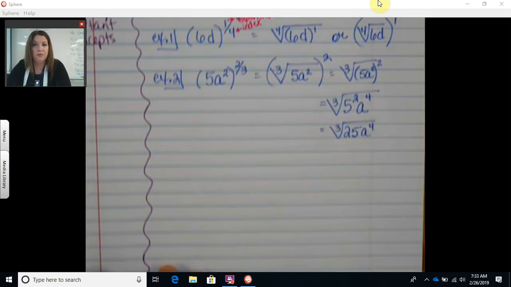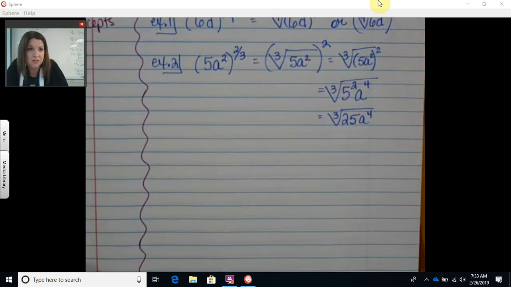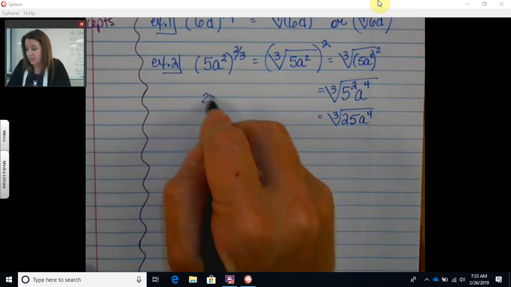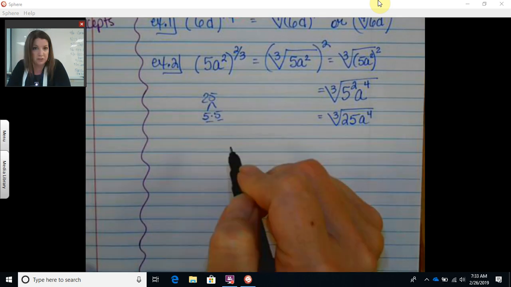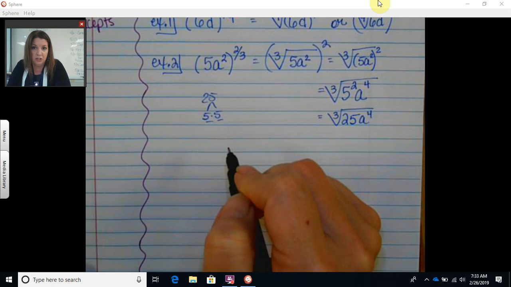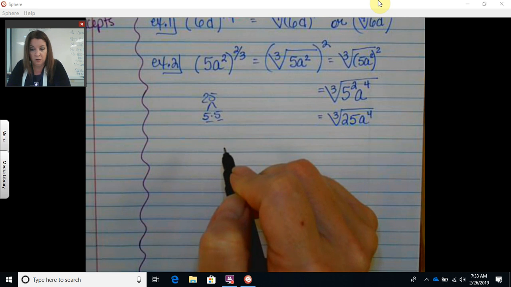Let's see if we can simplify that any further. 25, is it a perfect cube, or does it have any perfect cube factors? Nope, because we know 25 breaks down to 5 times 5. That's the prime factors, and you only have 2 of them. We need 3, right? What about a to the 4th? Could we break that down a little bit?